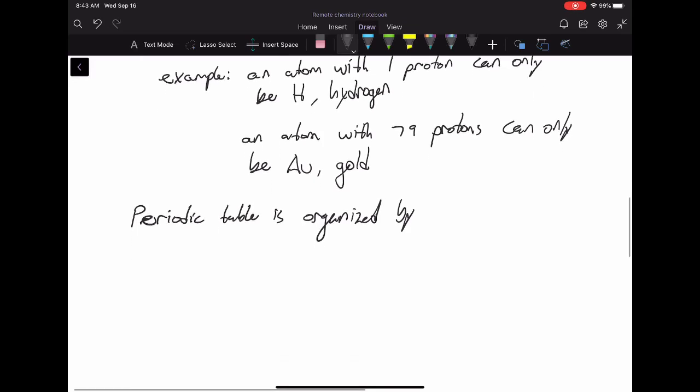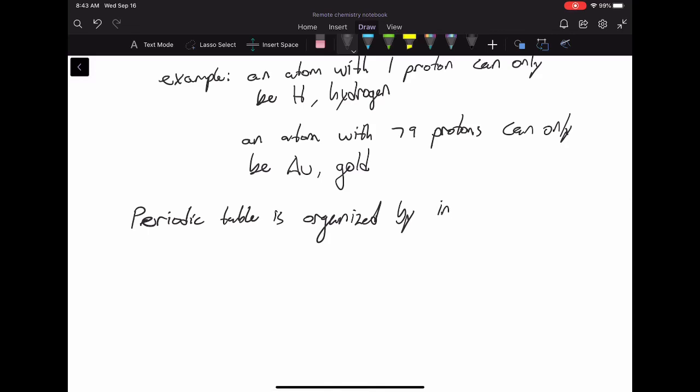So the periodic table is organized by increasing atomic number. And atomic number is also known as protons. So atomic number and protons are the same thing.